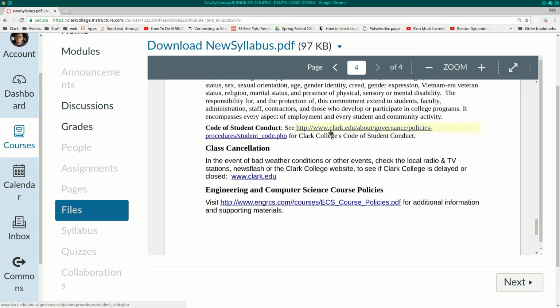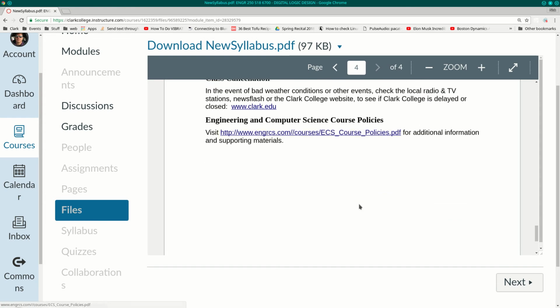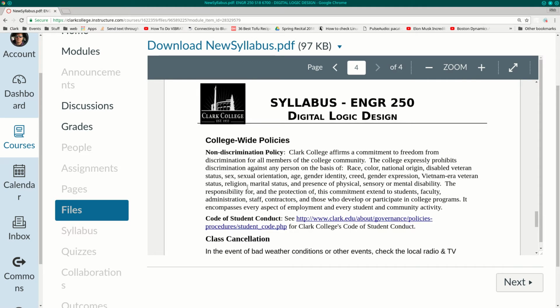Code of Student Conduct, I put a link in there. You can follow that through if you haven't already read it. Class cancellations are posted on the website. Hopefully we're done with snow for spring, but you never know what could happen. And then course policies for engineering and computer science. So any questions, concerns with any of that so far?